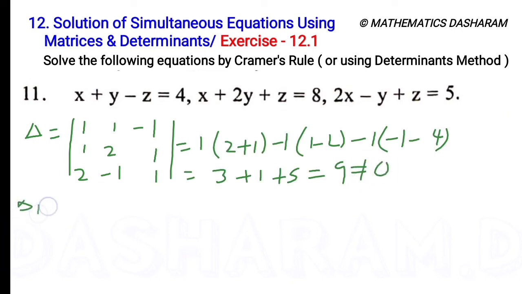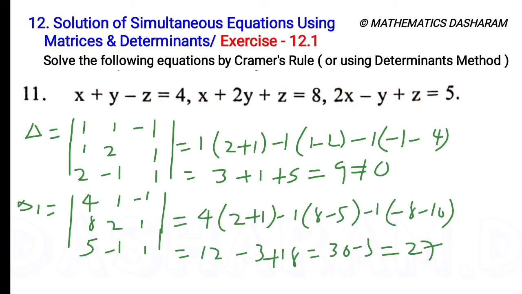Next, delta 1: replace the first column with the constant numbers. So the constant numbers are 4, 8, 5, and the remaining two columns come as they are. Next, find its determinant. So it is equal to 27.